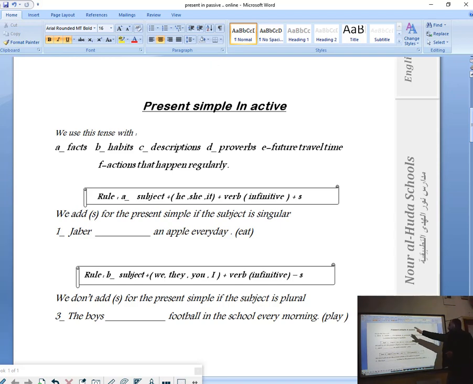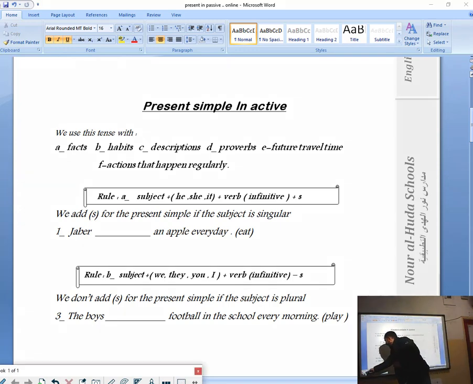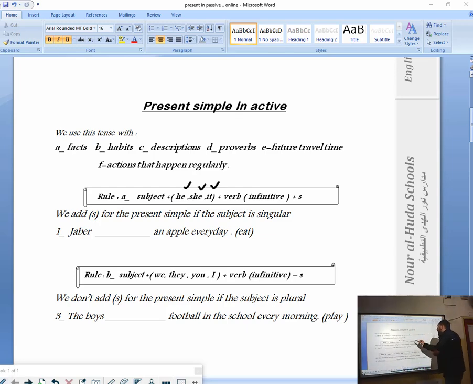We should start with the present simple in the active. As I told you before, we know the doer of the action. We are going to take the rule first. The rule is subject plus he or she or it plus verb infinitive plus s. What do I mean by this? It means if the subject is singular, just like he or she or it, we should add s to the infinitive.